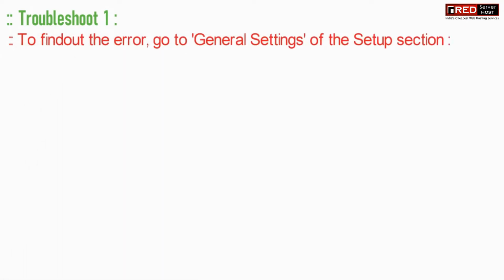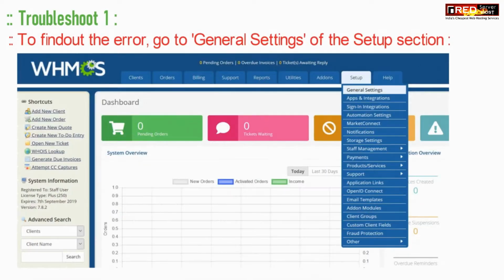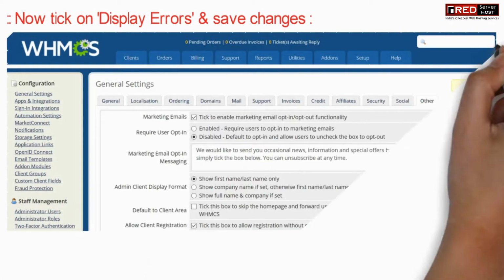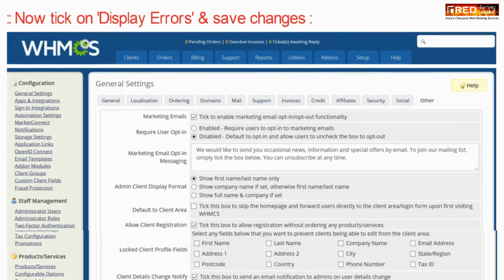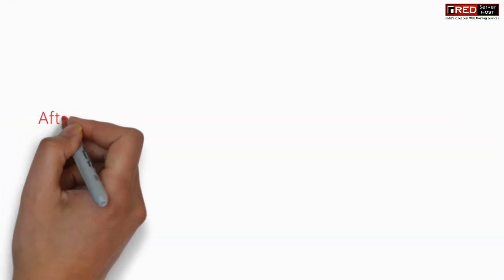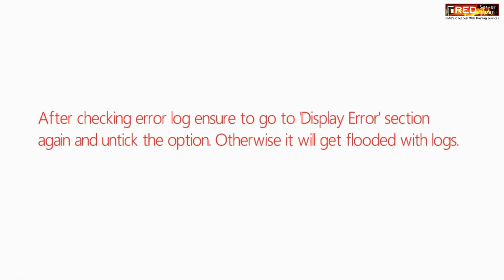First of all, go to General Settings inside Setup section. Further, tick on Display Errors and Save Changes. Make sure you untick these options once you have troubleshooted, otherwise it will get flooded with error logs.